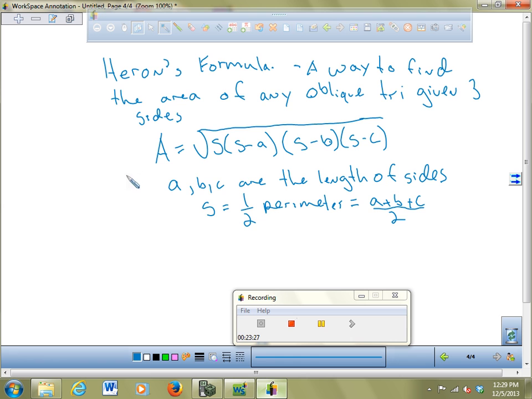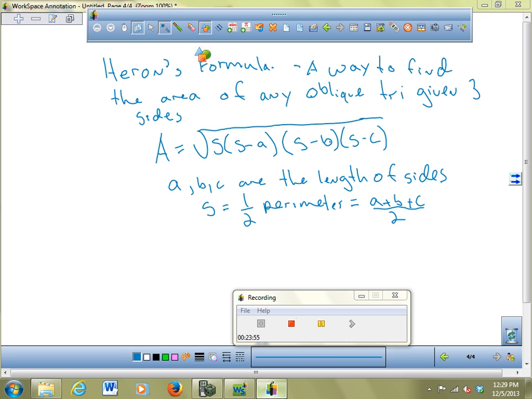Would that work with an equilateral triangle? Yes, it would work with an equilateral triangle. But like a right triangle? It would work with a right triangle. But what do you do with a right triangle? All you have to do is base times height divided by 2, right?